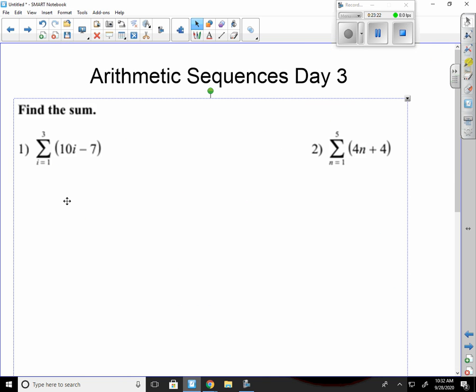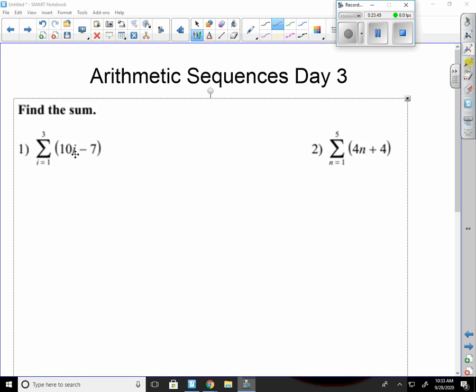Arithmetic sequences, day 3. So for this one, we can use our partial sums formulas. It's going to make this a lot easier. So all I have to do is find my first term and my last term. And we were kind of using those for the last one. We just didn't have an official name on it yet.